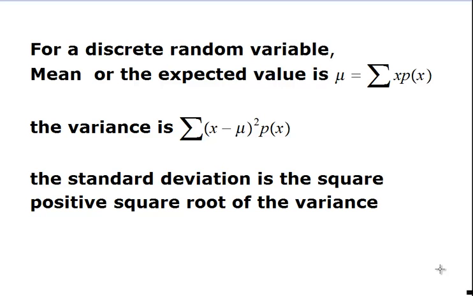So for a discrete random variable, the mean or the expected value is given by this sum. And in this basic course, we are going to have x ranging only over a finite set of values. So that will be the sum of the values multiplied by the corresponding probabilities, added up. And the variance is given by this rule, and the standard deviation, as you know, is the positive square root of the variance.